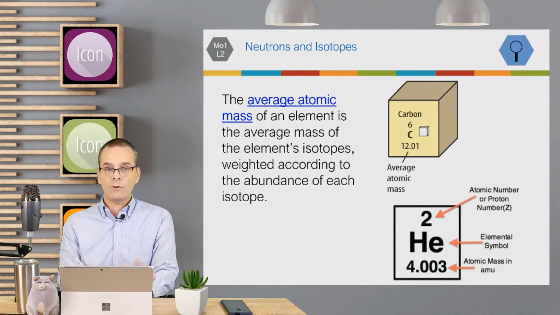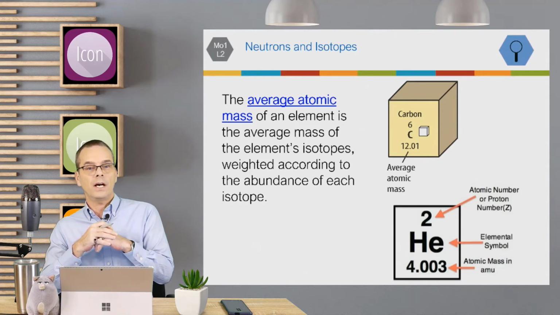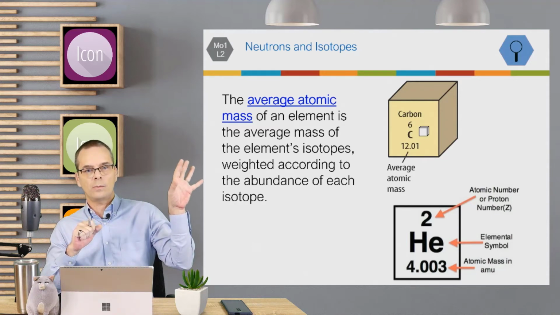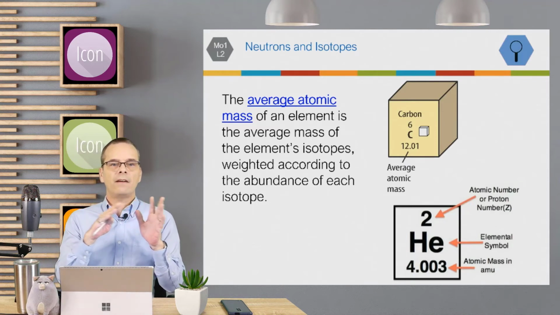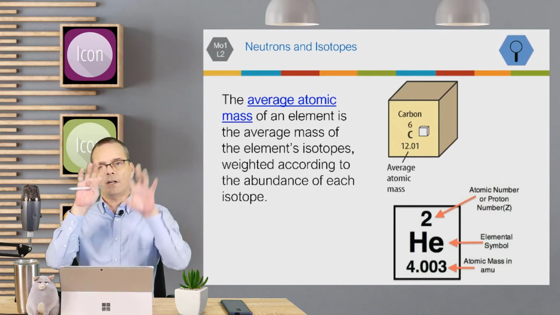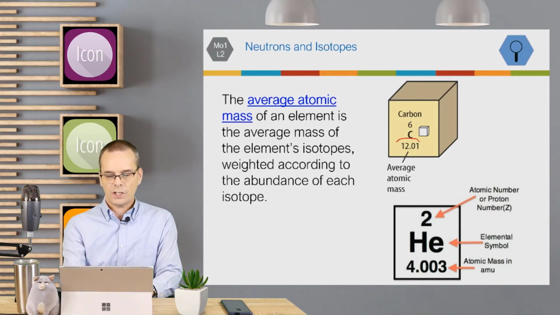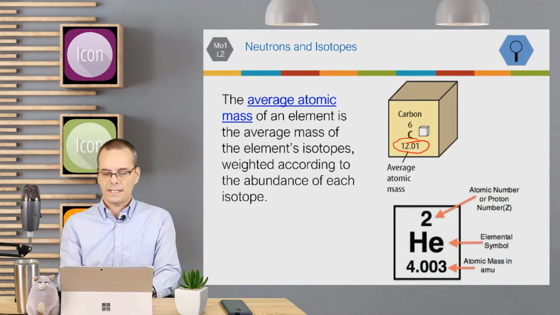All right. The average atomic mass of an element is the average mass of the element's isotopes weighted according to the abundance of each isotope. Remember I said how with carbon-12, there's a lot of them, and there's only a few carbon-13s. So it's a math formula where they take the average according to how many of the different types of isotopes there are, and they figure this all out, and they come up with the average atomic mass. So carbon is 12.01, and helium is 4.003.